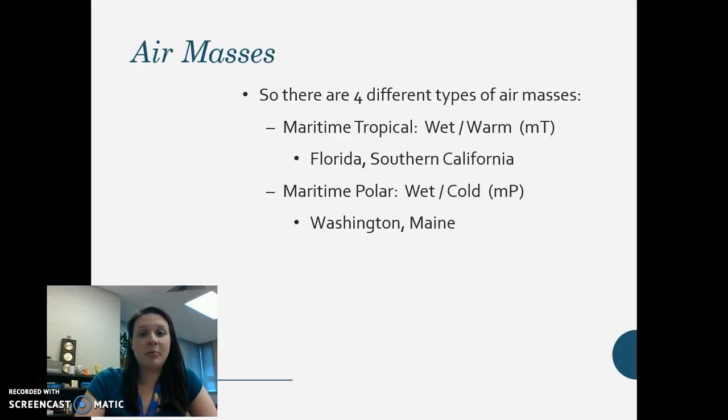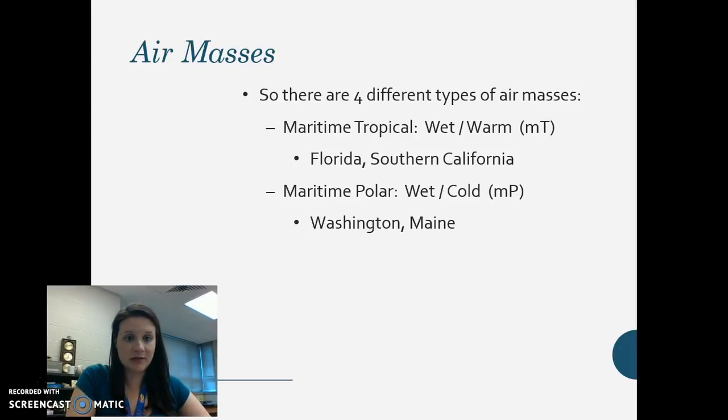Then there's maritime polar. This is going to be wet and cold. So little m, big P. And these are going to form in, again, 2 different locations depending on the east or the west coast, up in Washington State region, or on the other side around like Maine would be just your examples.